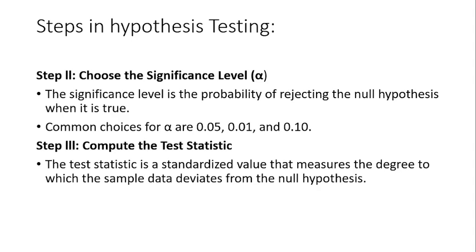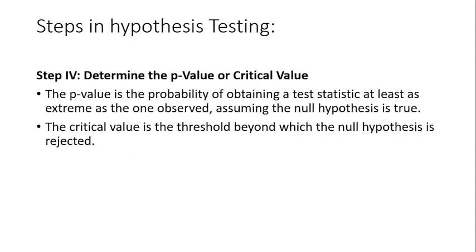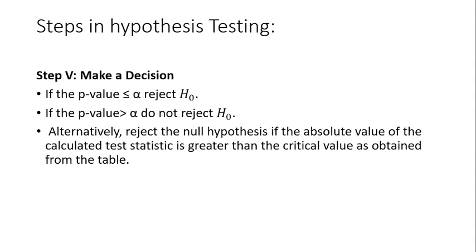Then step 3 is that you compute the test statistic. The test statistic is a standardized value that measures the degree to which the sample data deviates from the null hypothesis. Then you determine the p-value and the critical value. The p-value is the probability of obtaining a test statistic at least as extreme as the observed value, assuming that the null hypothesis is true, while the critical value is the threshold beyond which the null hypothesis is rejected.